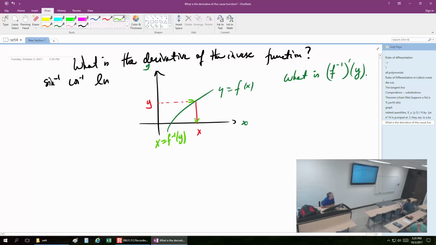So we usually go from x to the graph to y. Okay, that's the original function. Or you can go backwards from y to the graph to x, and that's how you have the inverse. Okay.